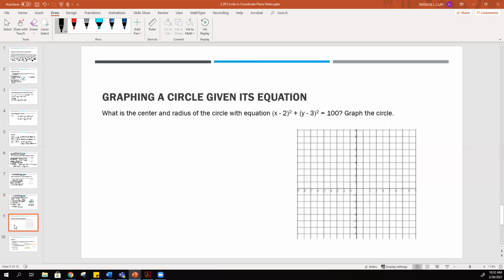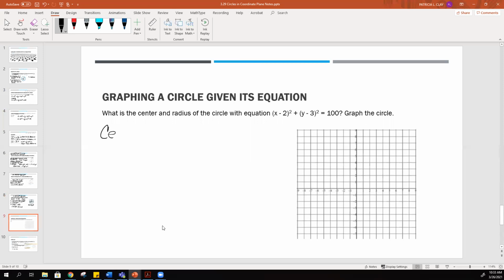Let's do one more example. This will help you during your science assignment. So what is the center and the radius of the circle with the equation (x minus 2) squared plus (y minus 3) squared is equal to 100? And then we have to graph it. Okay, so I might not graph so well, but let's try and do the first part first.